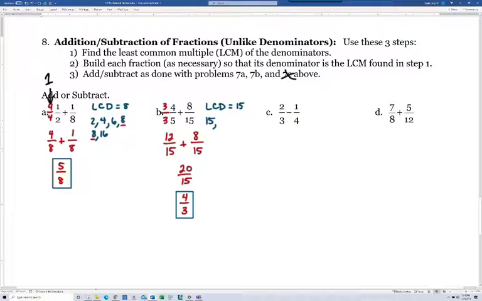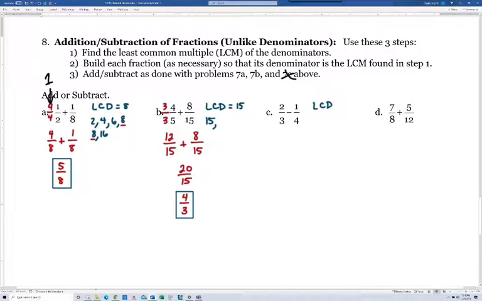I just hate for students to just blindly put things into a calculator and have no idea why the answer is what it is. So again, I'm preaching balance. All right, so on C here, I'm looking for an LCD. I have 2/3 minus 1/4.